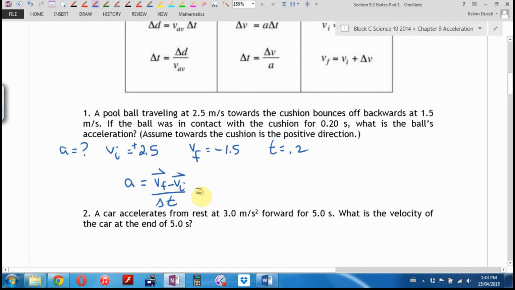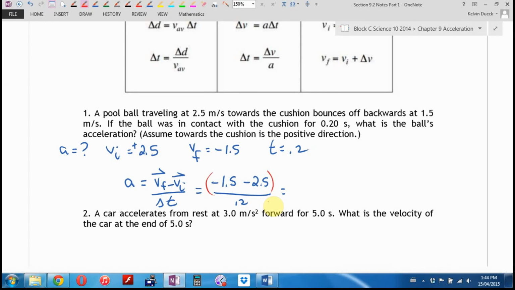Coming back to you again, Matt. Looking at what we've listed, what did we say the final velocity was in my little list up here? What did I say V final was? Now it's plug and chug. Negative 1.5 take away, what did I say V initial was? 2.5 over, what did I say time was? Now, I want all of you to get your calculators out, because if you have a good scientific calculator, you're going to have to put the top in brackets because there's more than one number. If you have a cheap calculator, you'll have to type the top, press equals, and then divide by the bottom.